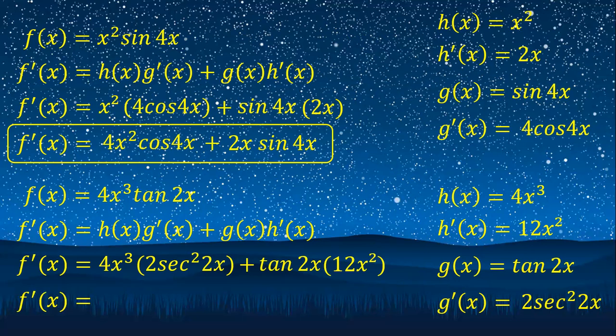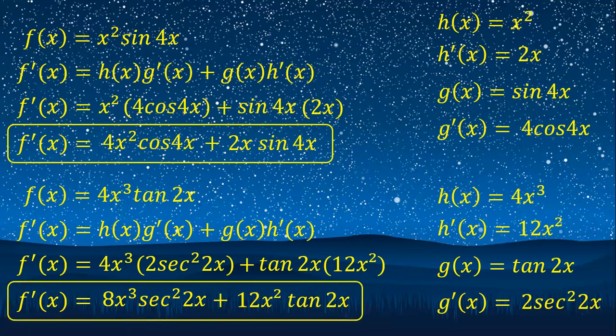Now, we will multiply 4x cubed and 2 secant squared 2x. The result is 8x cubed secant squared 2x. Remember, you are going to multiply 4x cubed to the coefficient of secant squared 2x, which is 2. So that's why it becomes 8x cubed, then copy secant squared 2x. We will do the same for the second term. So for 12x squared, we are going to multiply it to the coefficient of the tangent 2x, and that is the imaginary one. So that will give us the result of 12x squared tangent 2x as the correct derivative.